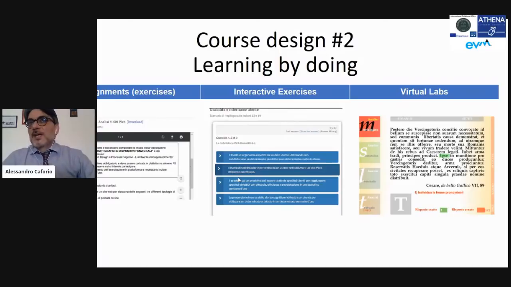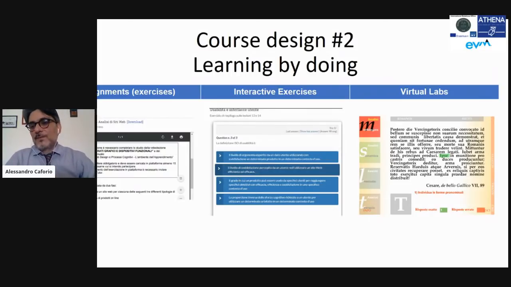Then we have interactive exercises that usually are automatically graded by the system, providing automatic and immediate feedback to students. Usually we do not use this for evaluating students. We use this for providing students an immediate feedback on what they are studying.